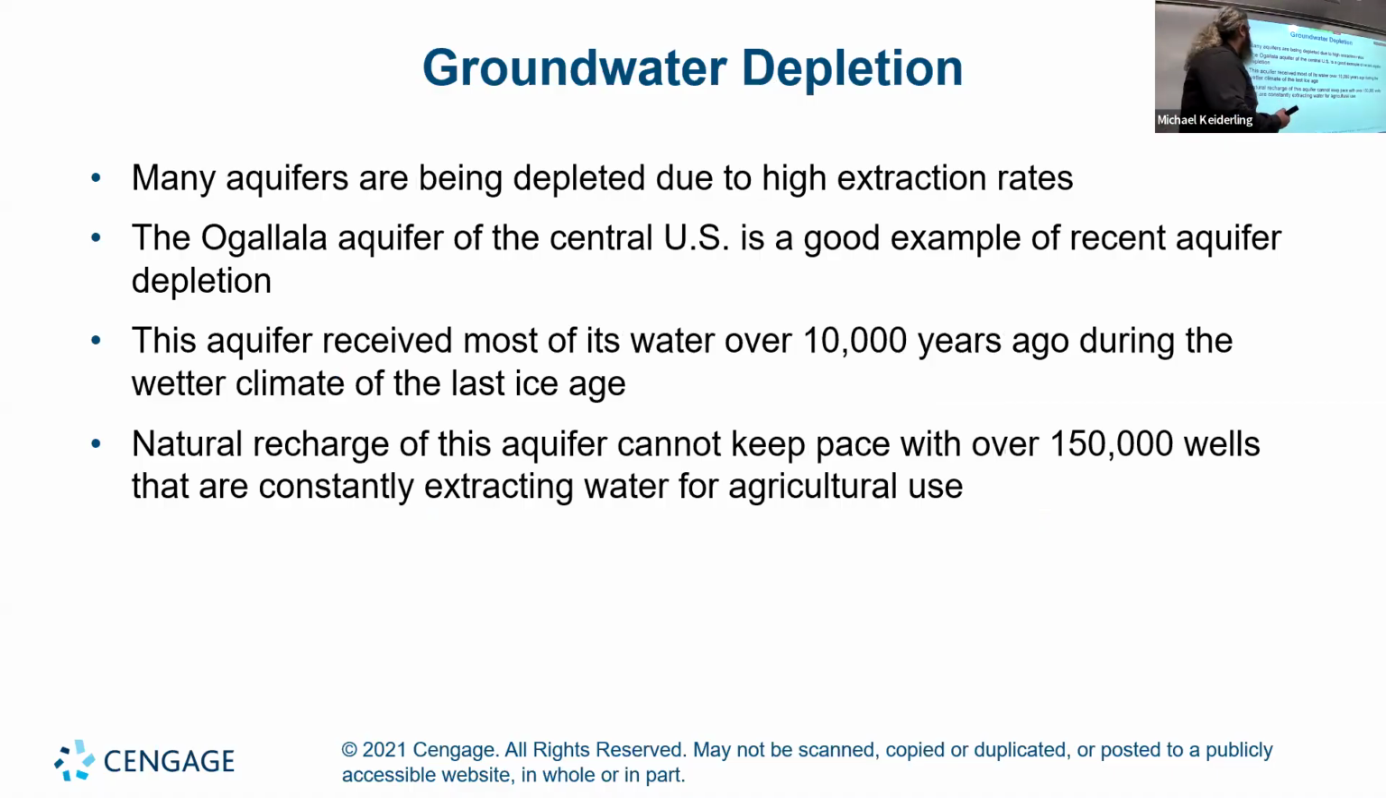And many aquifers are getting depleted due to high extraction rates, particularly by agriculture and industry. So the Ogallala aquifer of the central US is a good example of recent aquifer depletion. This aquifer received most of its water over 10,000 years ago during the wetter climate of the last ice age. And the natural recharge of this aquifer can't keep pace with over 150,000 wells that are constantly extracting water for agricultural use. Modern agriculture uses an enormous quantity of water.